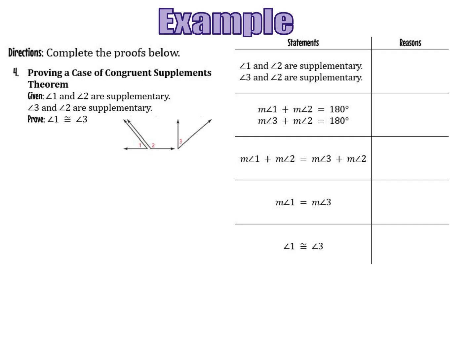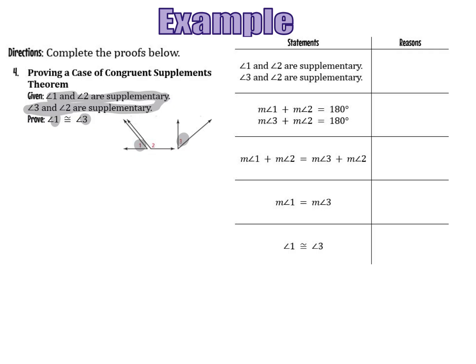We're going to prove the case of the congruent supplement theorem. So we're actually going to prove the theorem that we defined at the beginning of this lesson. So given that angles 1 and 2 are supplementary and that angles 2 and 3 are supplementary, we're going to prove that angle 1 must be congruent to angle 3. So given that these two angles are both supplementary to angle 2, we are going to prove that they must be congruent to each other.